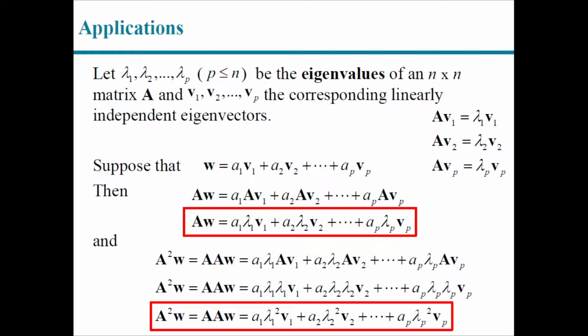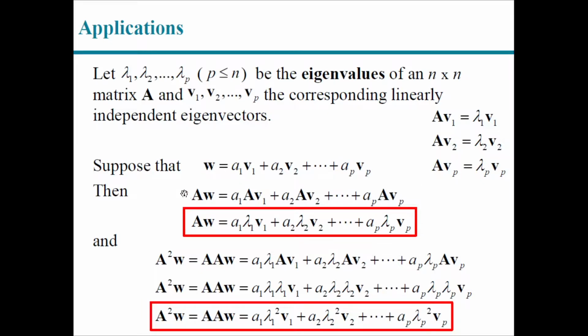Some cute applications. Imagine that you have a vector W that is a linear combination of some eigenvectors of matrix A, and we know the eigenvalues associated also. So we have eigenvalues and corresponding eigenvectors, and W is a linear combination of the eigenvectors. Obviously, the definition of eigenvalue and eigenvector is here: AV1 is equal to lambda 1 V1, AV2 is equal to lambda 2 V2, etc. That's the definition of eigenvalue and eigenvector of a matrix A.